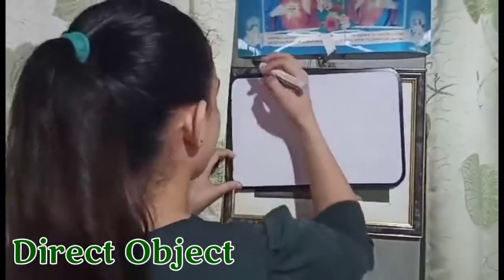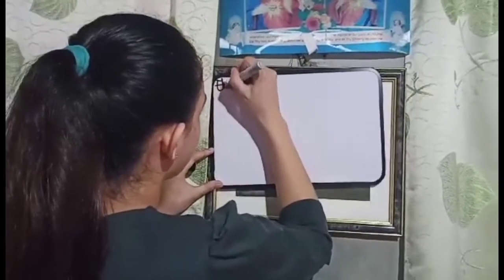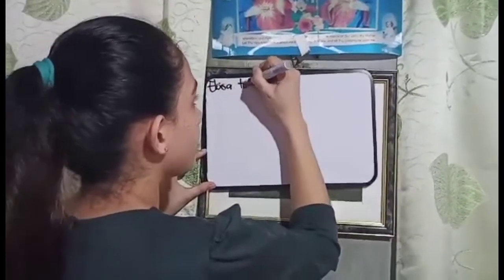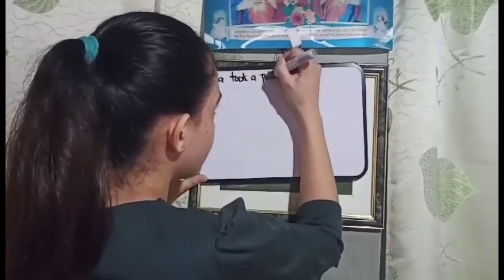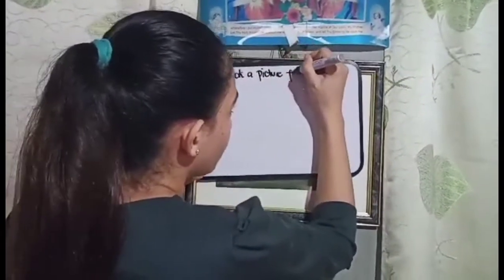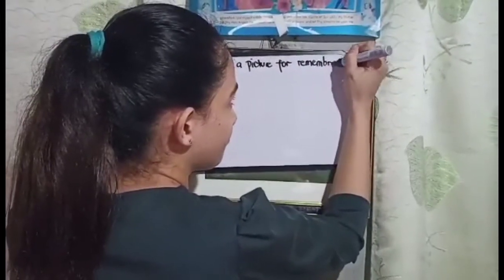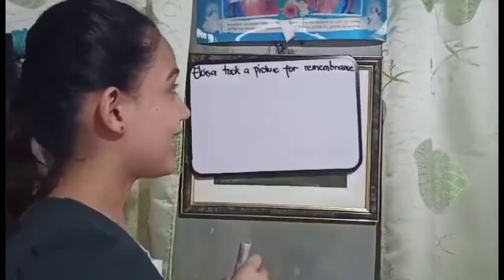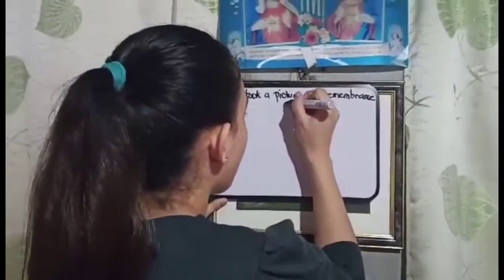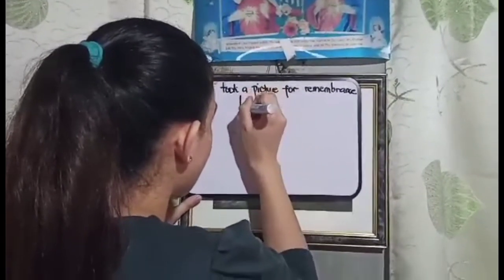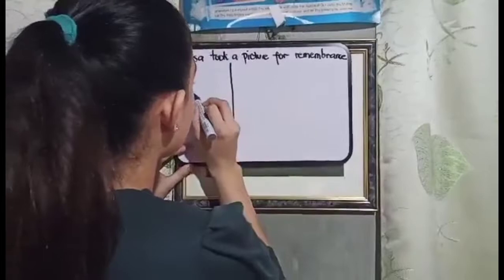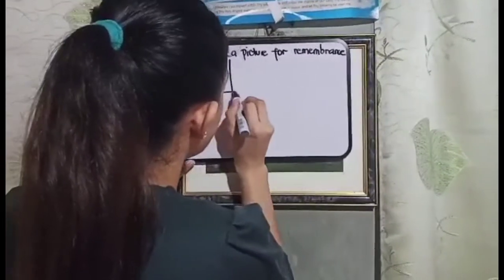The sixth sentence that we will diagram has a direct object. For example, Eloisa took a picture for remembrance. Again, let's draw a vertical line here and a horizontal line here.